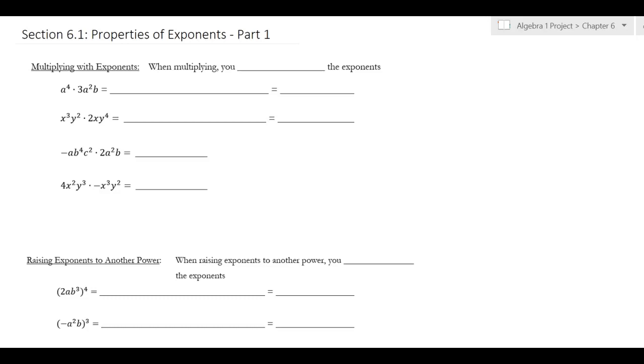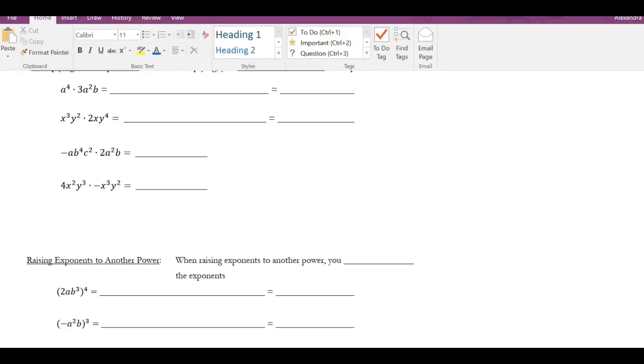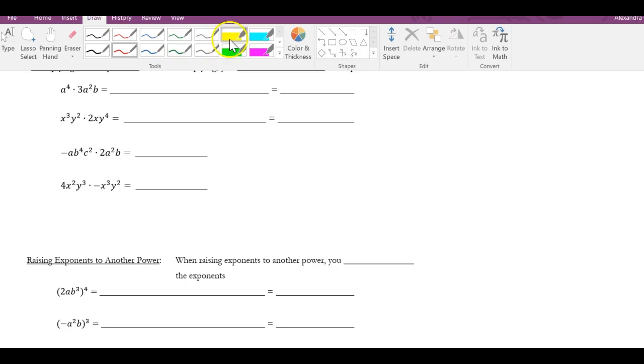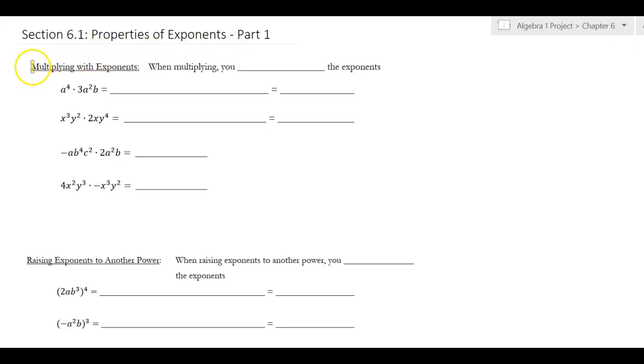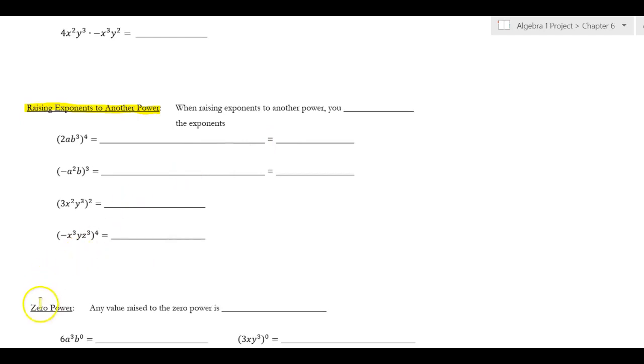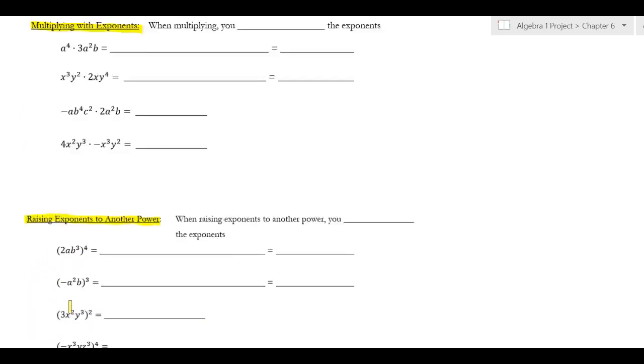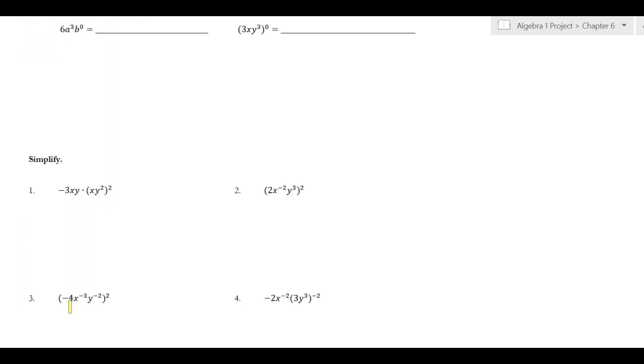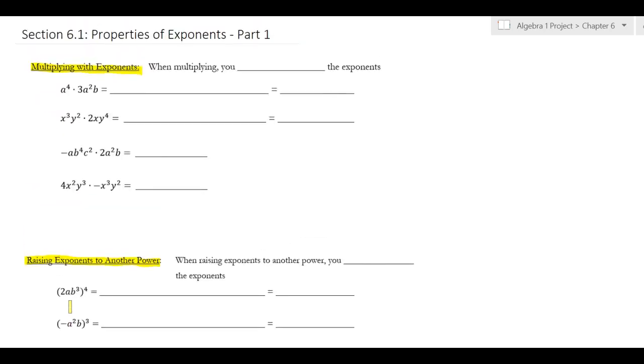Alright, so what we're working on in this lesson is 6.1, and 6.1 has a lot of information in it, so we're going to split it into two parts. Part 1, we're going to deal with multiplying exponents, raising exponents to another power, and then dealing with the zero power. That's a lot of information. Part 2 is going to deal with negative exponents and dividing with exponents.